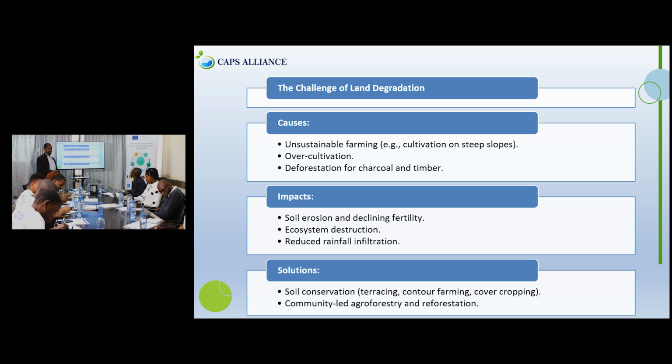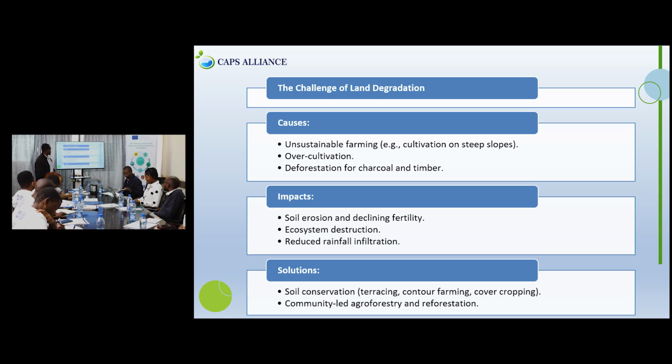Deforestation for charcoal: our people need to be sensitized so that they don't cut trees for the production of charcoal. Because if that happens, it will lead to desertification. And that is actually what we need to prevent in smart agriculture. Now, the impacts will be soil erosion, of course.